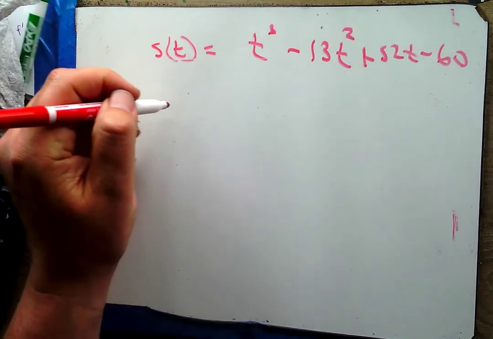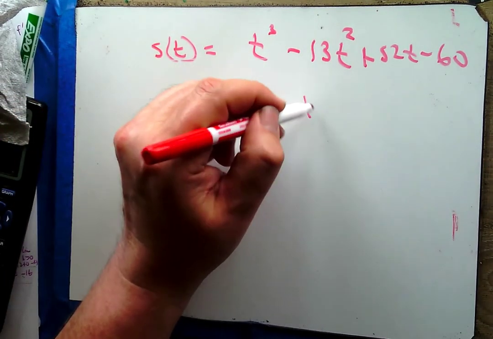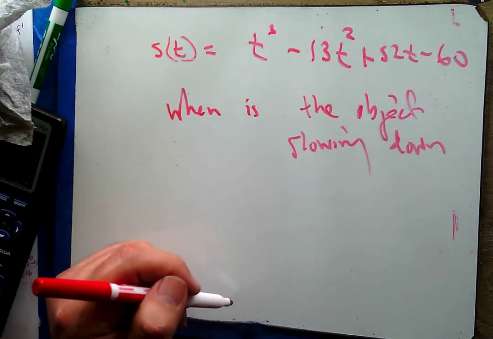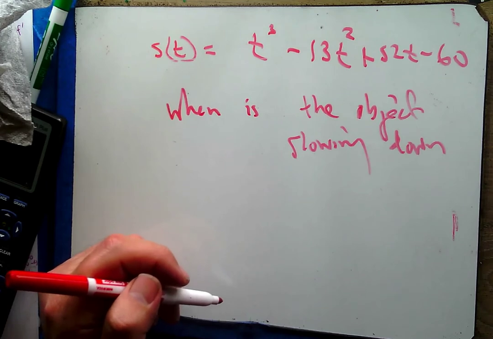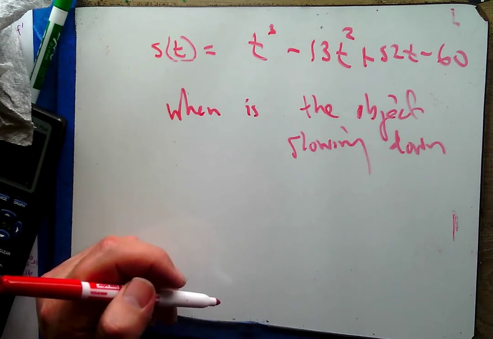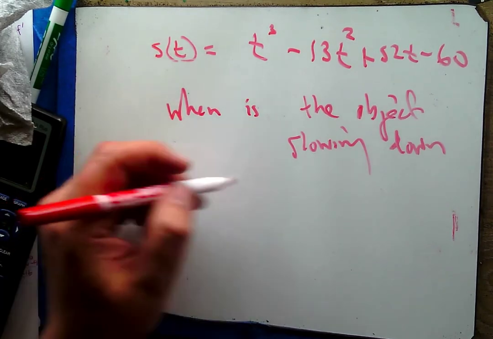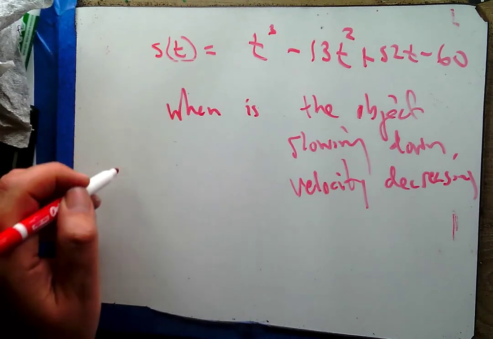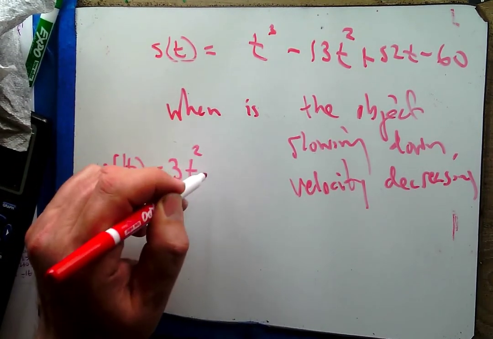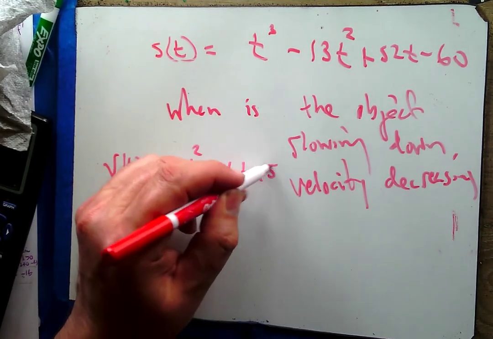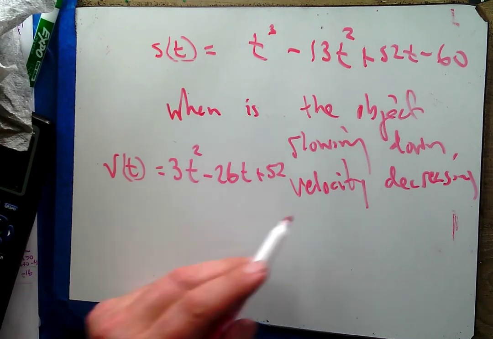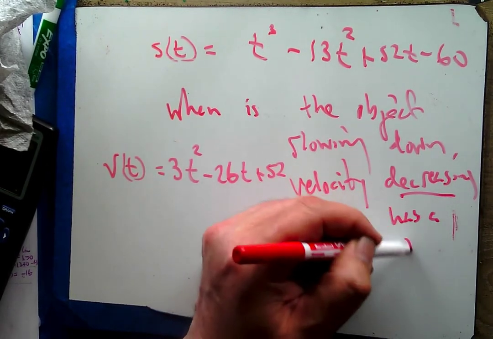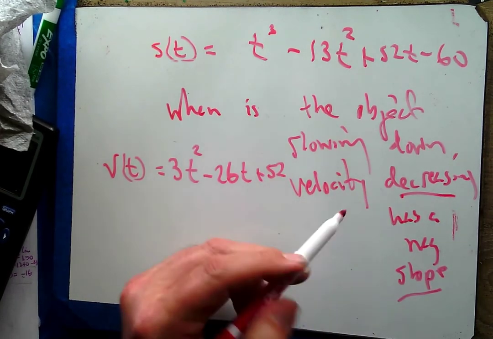How about when is the object slowing down? When is the object slowing down? Well, I think I want to think about slowing down as velocity decreasing. So let's think about that velocity equation again. V of t equals 3t squared minus 26t plus 52. So this is a parabola, and I want to know when this parabola is decreasing. You know, decreasing means has a negative slope. Velocity has a negative slope.